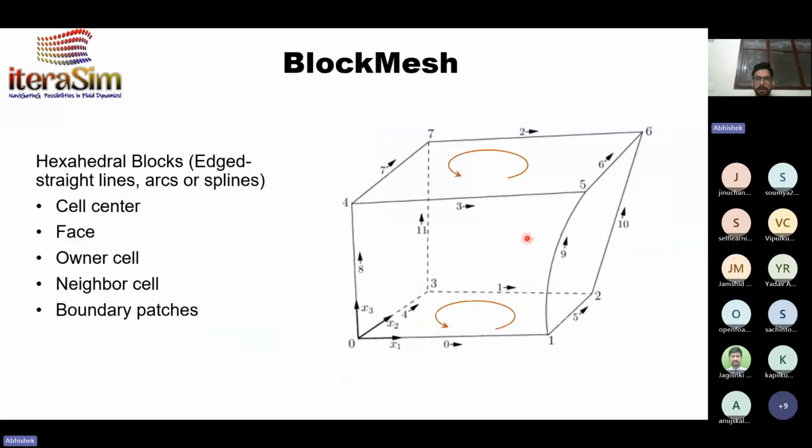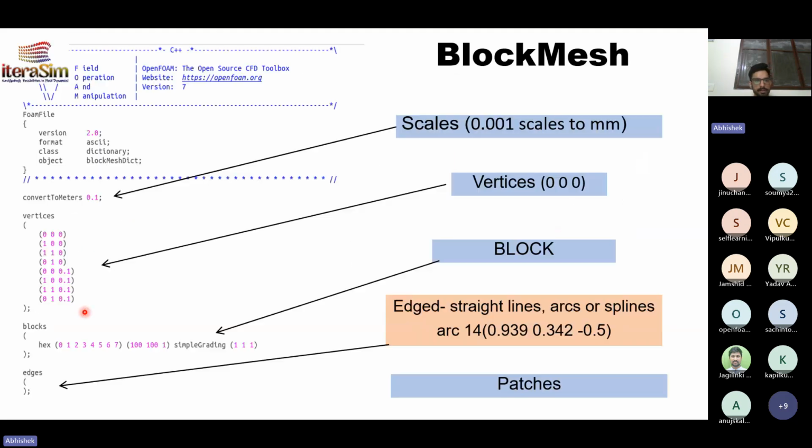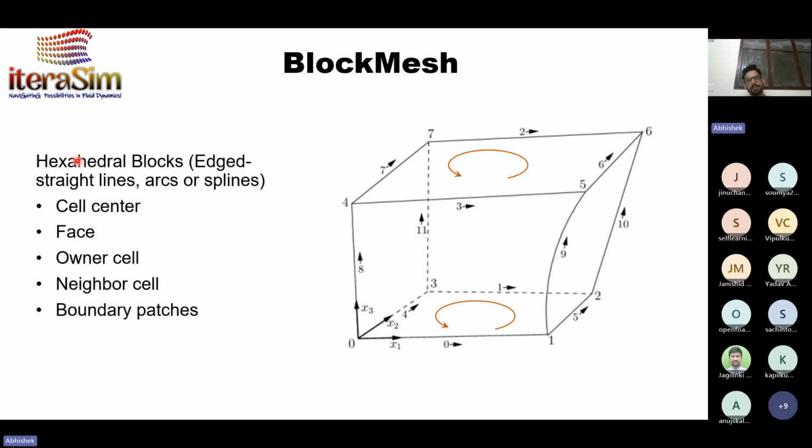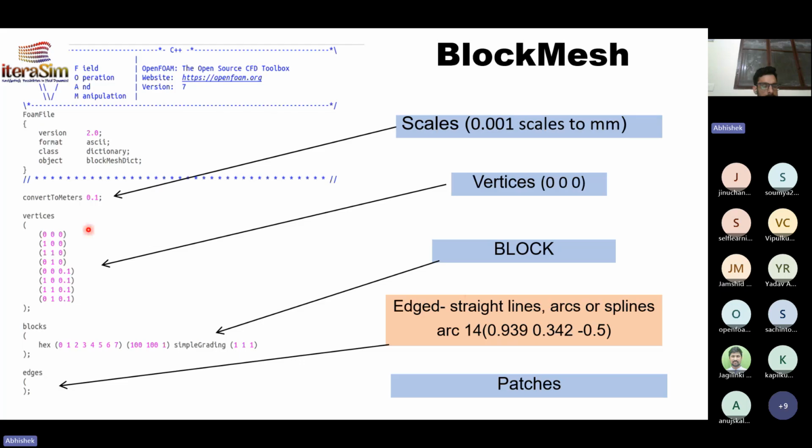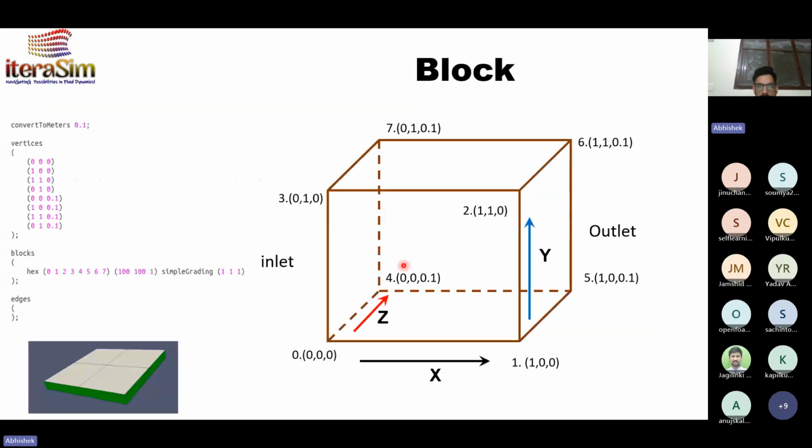So this is what a blockMesh looks like. It has a cell center, face, owner cell, neighbor cell, and boundary patches. Basically, a block in blockMesh is a hexahedral block, like a cube, a 3D body. So in OpenFOAM, how is this block defined? The block is defined like this. This is the first point, that is 0, 0, 0. This is the 0th point, this is the first point, this is the second point, this is the third point. And here it is again the 0th point, first point, second point, third point.